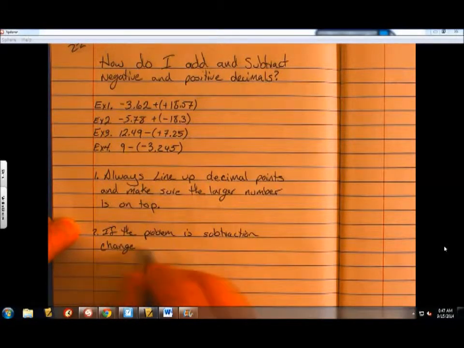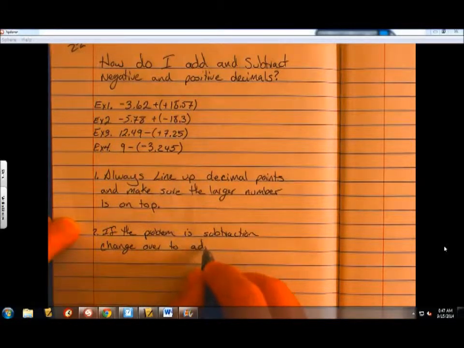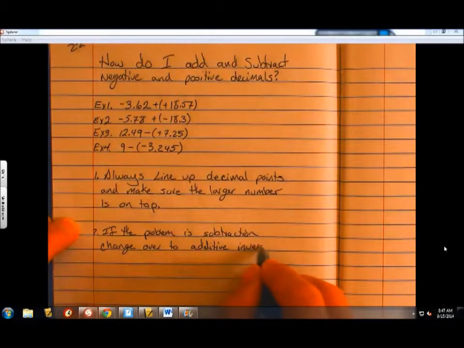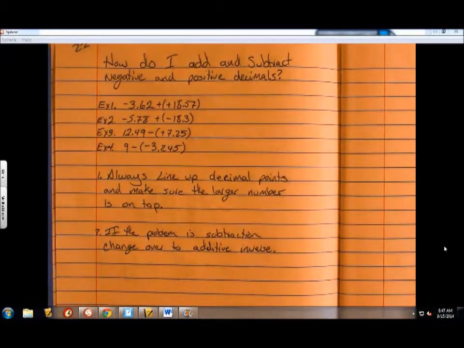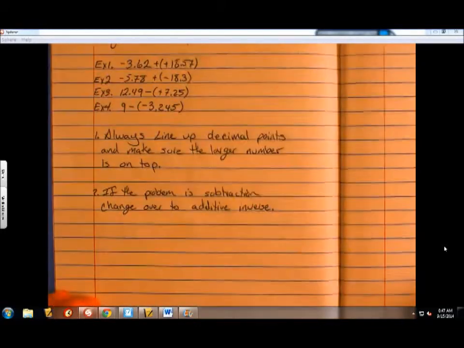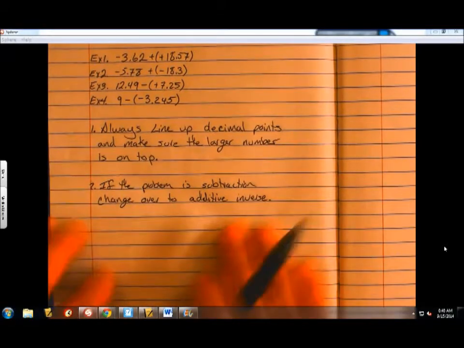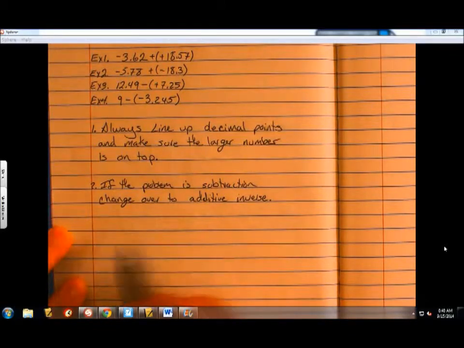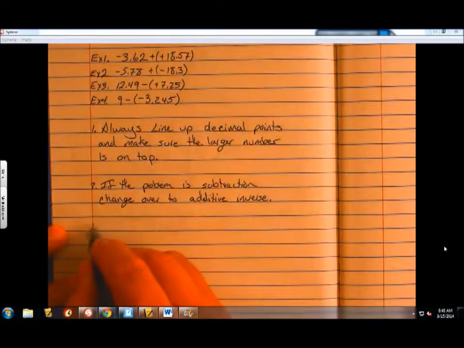First, we make sure to line up the decimal point when we're setting up vertically. Second, we make sure that we always put the larger number on top. And then the third thing, I know it's 2 steps, but the first two things are quick. They're just setup. And the second step is doing additive inverse. So now we're going to write those examples at the bottom vertically.